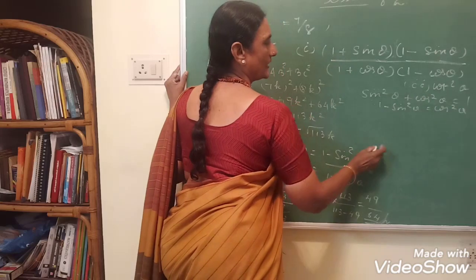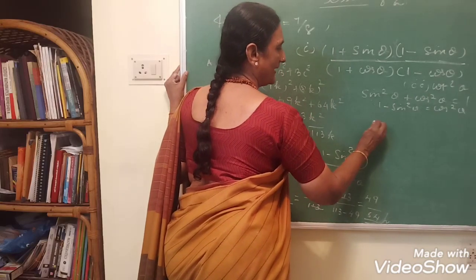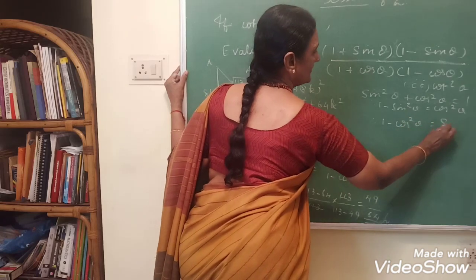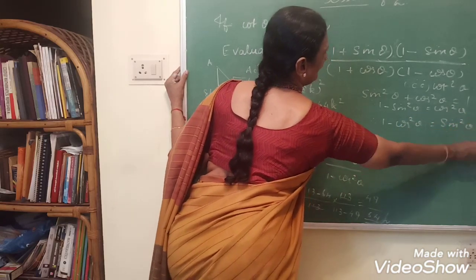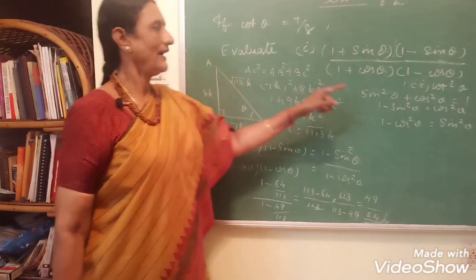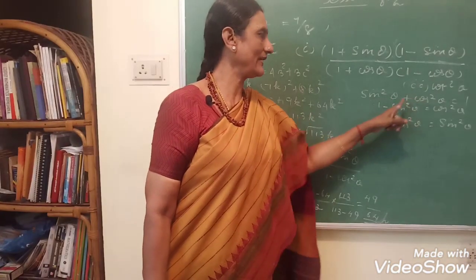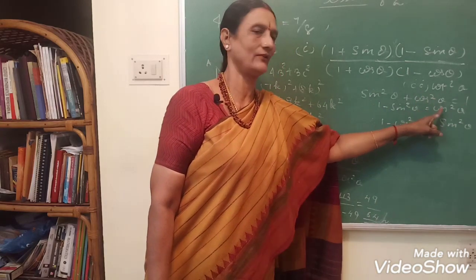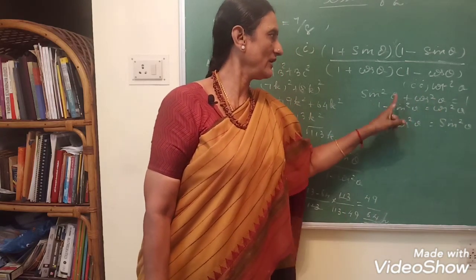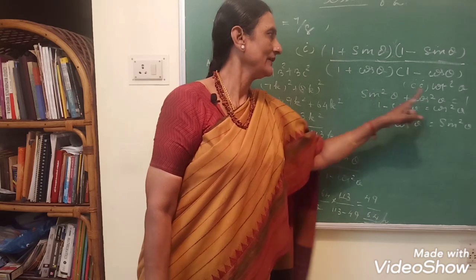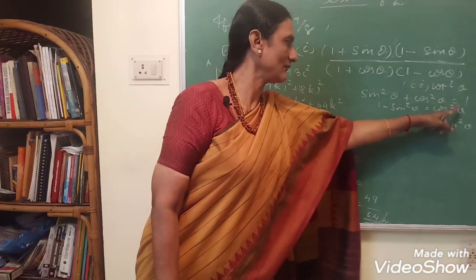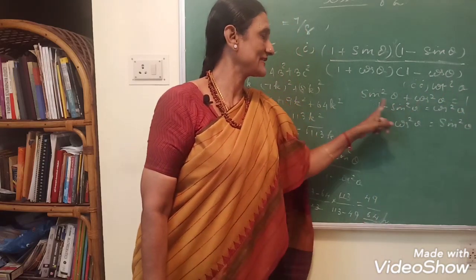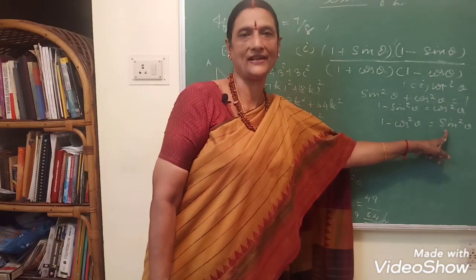Have you understood this equation? In the same way, 1 minus cos square theta is equal to sin square theta. I hope you have understood this. When I say cos square, 1 minus sin square goes up and you have got only cos square here. Similarly, for 1 minus cos square, the 1 comes here and then the cos square goes to the other side. We get that it is equal to sin square theta.